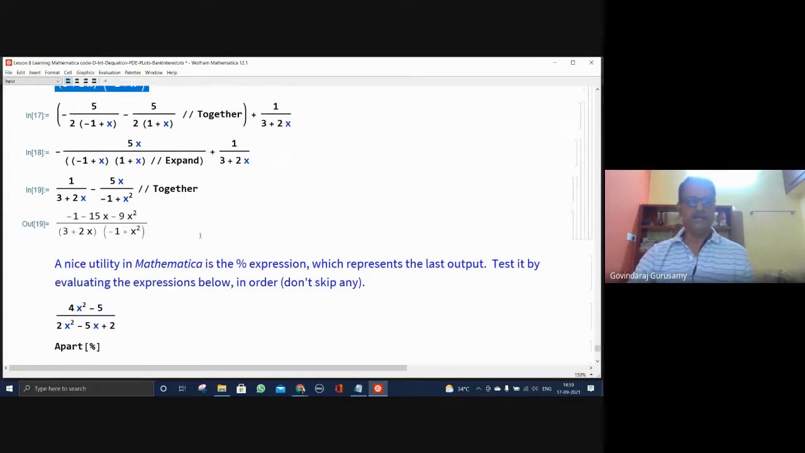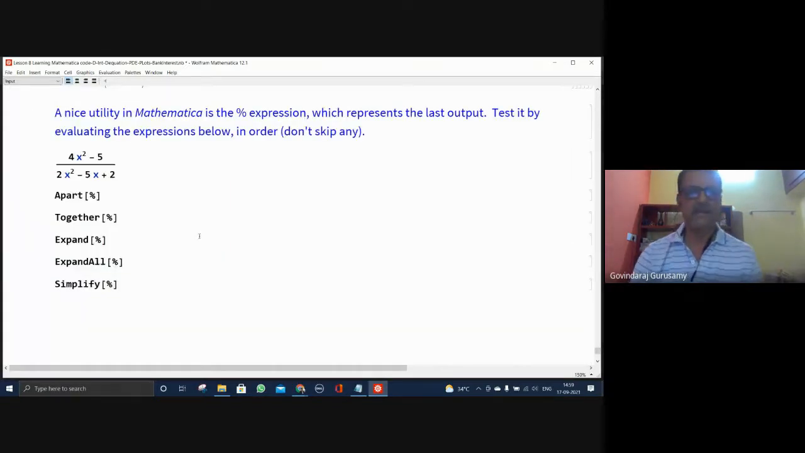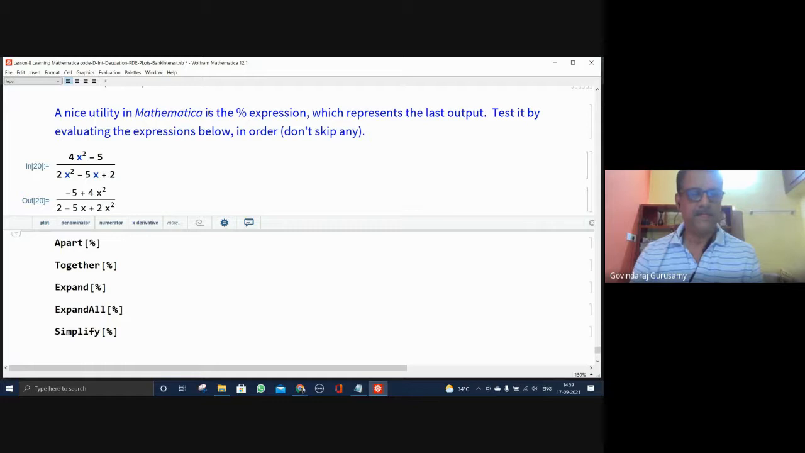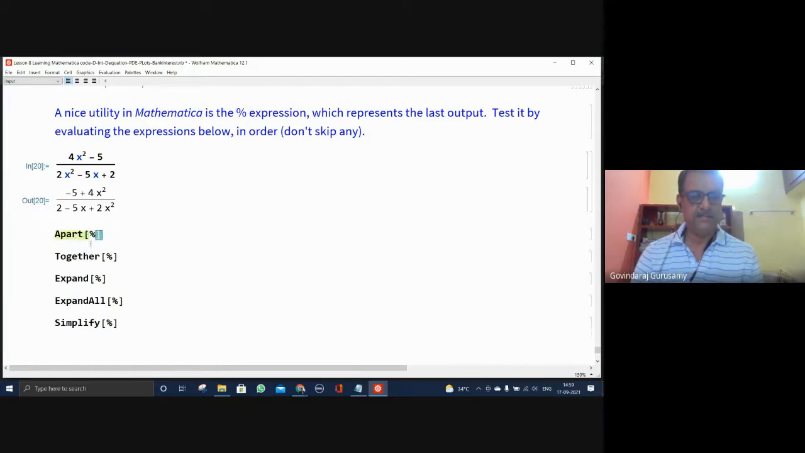Expand all is also available when you have a bigger expression. So all this can be done. Now you can see this percentage. What is the percentage? You can see this is the equation, and this part with this percentage implies that this output will be coming and sitting at the place of your percentage. Get the point? This will be an output here in the 20 that will go and sit here.